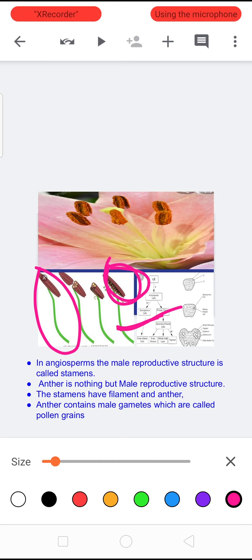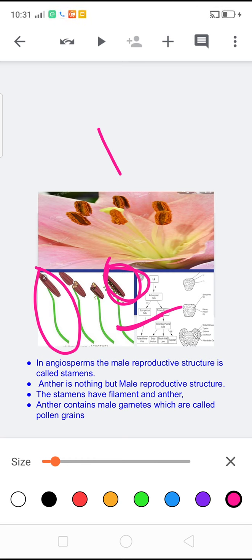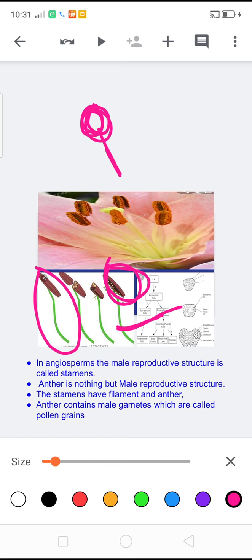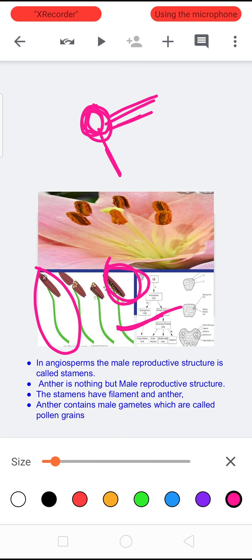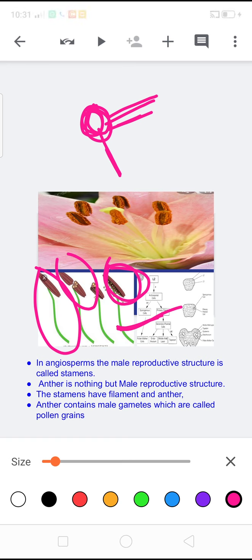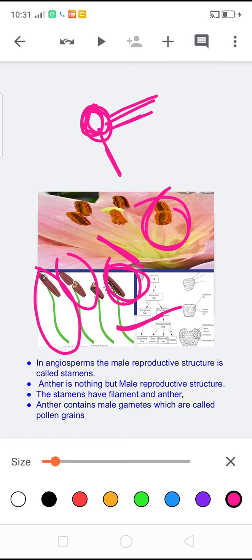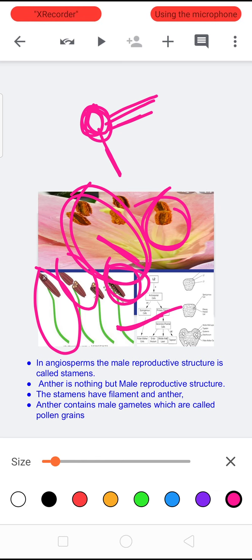The anther is present at the end of the filament. Thus, anther is the male reproductive structure. This anther contains male gametes which are also called pollen grains. These are the anthers, these are the filaments, and together this is called the stamen.